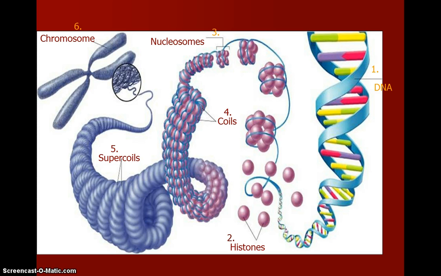So we have a little bit of naming here. We have the DNA, then we go to the histones, then we go to the nucleosomes, then we go to the coils, then we go to the supercoils, which gives us the chromosome.